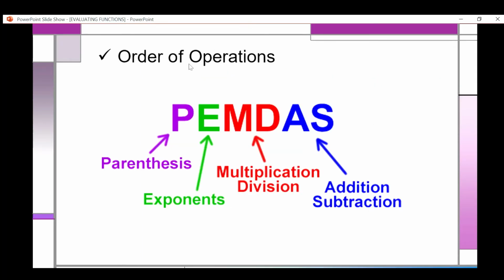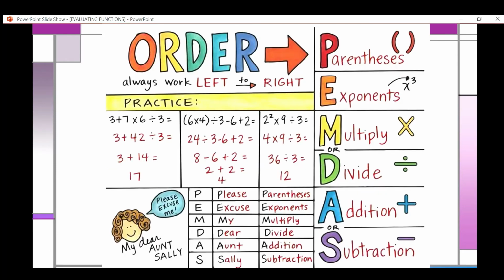Next is order of operation. So, it stands for P, parentheses, E, exponents, M, multiplication, D for division, A for addition, and subtraction. So, ano yung ibig sabihin nito, class? Ibig sabihin, ito ang dapat mauna pag nagsisimplify tayo, especially kung walang parenthesis. Ito yung susundin natin na order. So, halimbawa, this one, 3 plus 7 times 6 divided by 3. So, ano yung meron tayo ditong times and meron din tayong divide. So, ano dapat yung mauna?